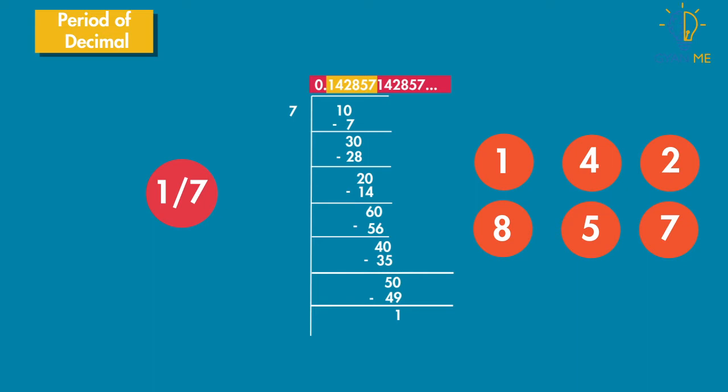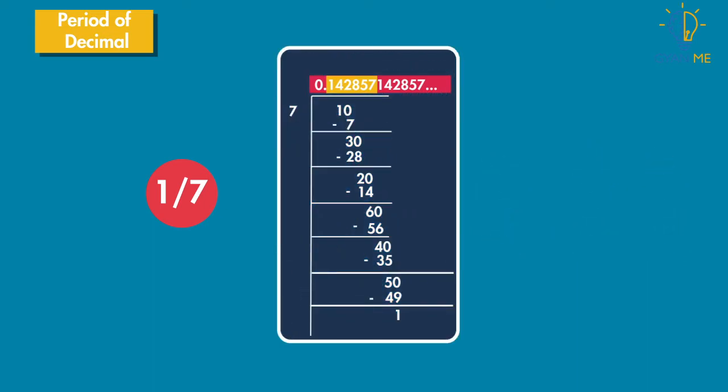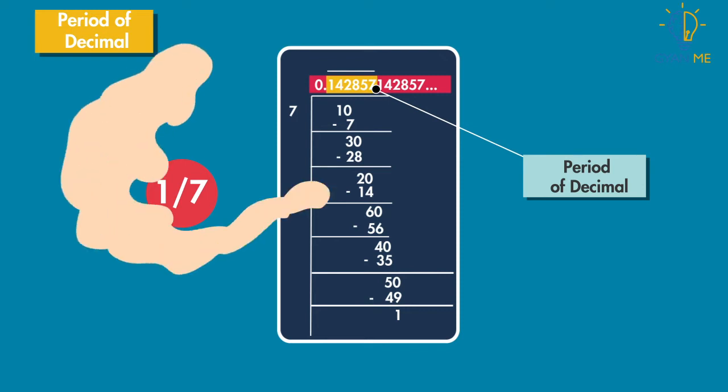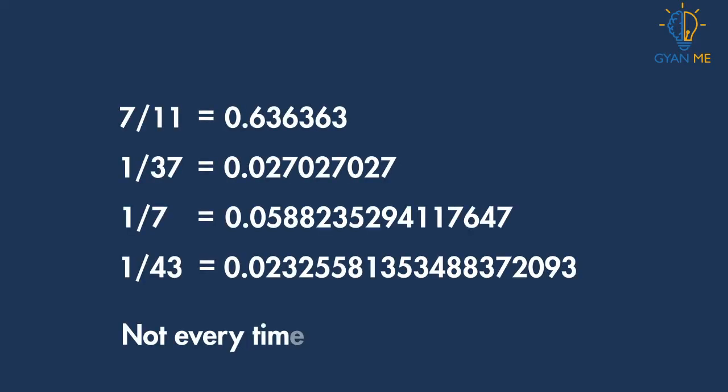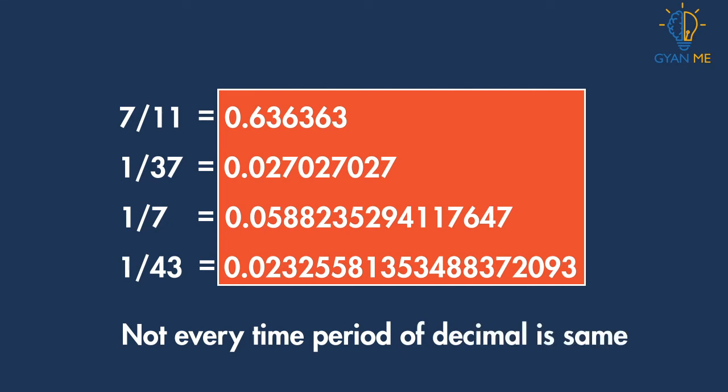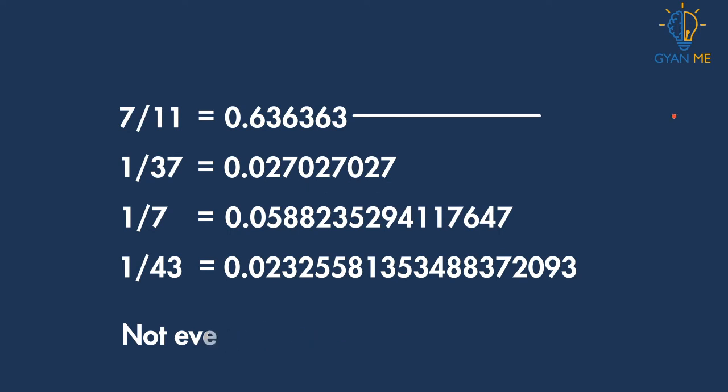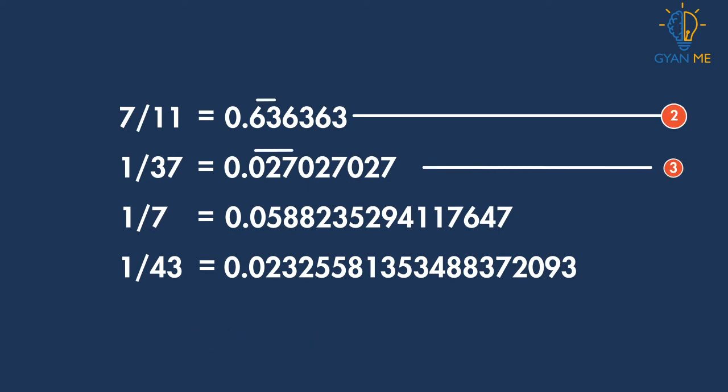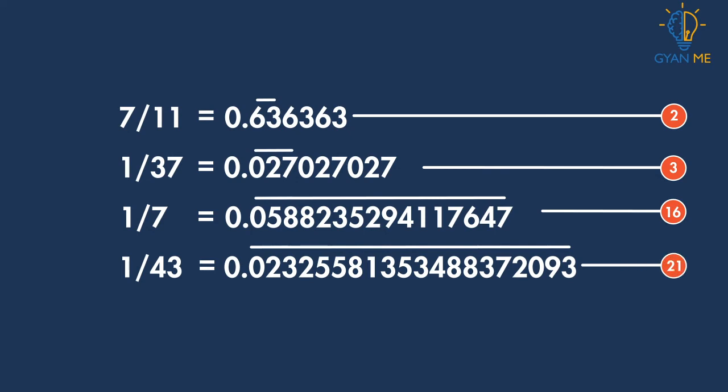So students, when we do the long division of a rational number, the quotient has a group of digits after the decimal point, which gets repeated. The number of such digits in such a group is called the period of decimal. Students, it is not necessary that every time the period of decimal is same. In fact, for every decimal expansion, period of decimal is different. For some, it may be 2, for some, it may be 3, 16, 21, etc.